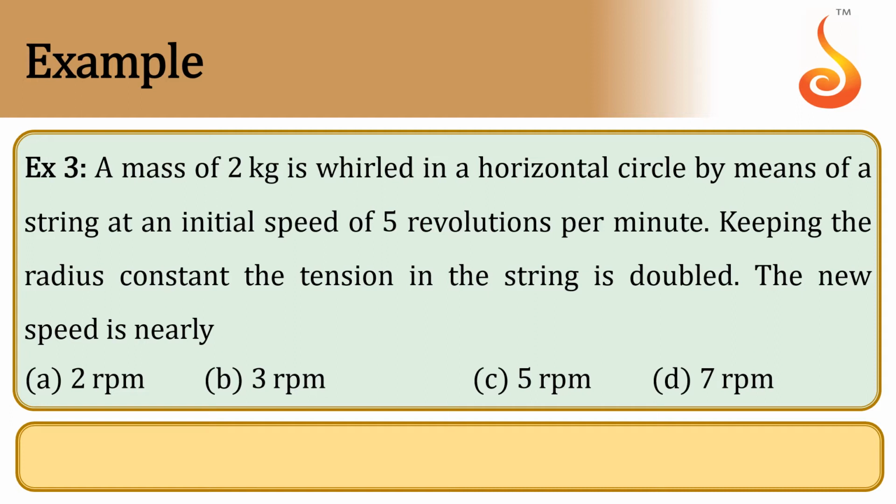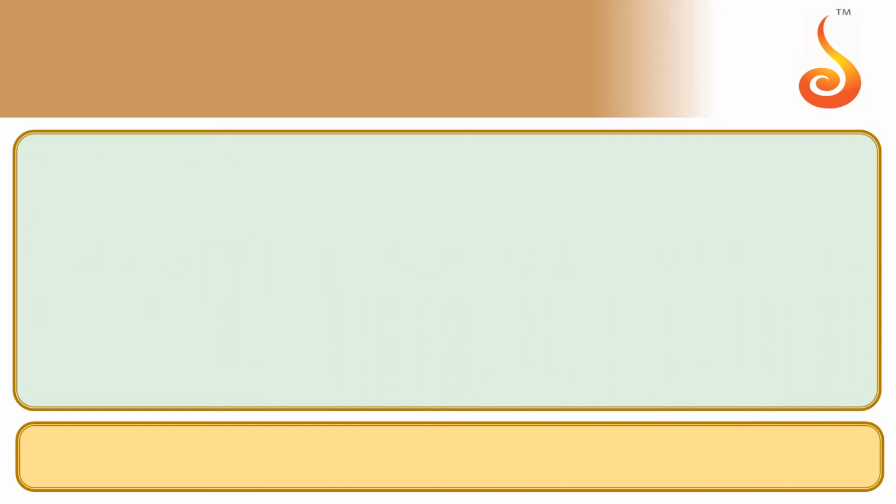So mass of the block is given, which is 2 kg, and initially it was rotating with a speed of 5 revolutions per minute. Keeping the radius constant, if the tension is doubled, what will the new speed be? Since mass is given, which is 2 kg, and initial angular speed is 5 revolutions per minute, we need to calculate what will be the new angular speed if the tension becomes 2T.